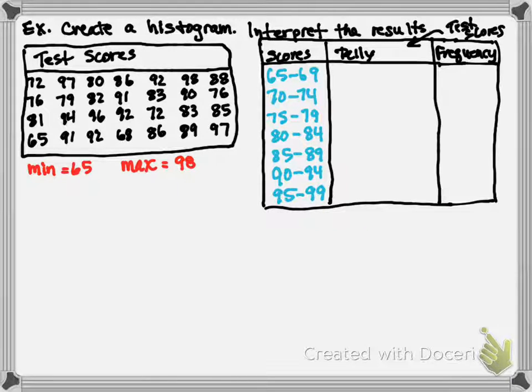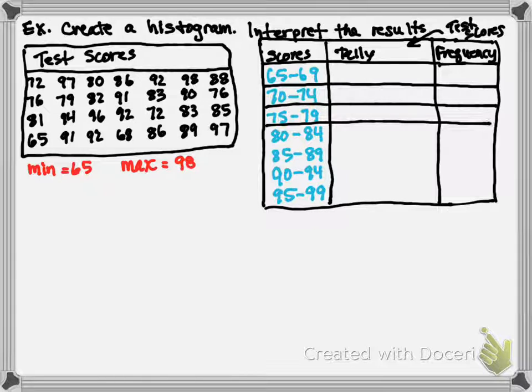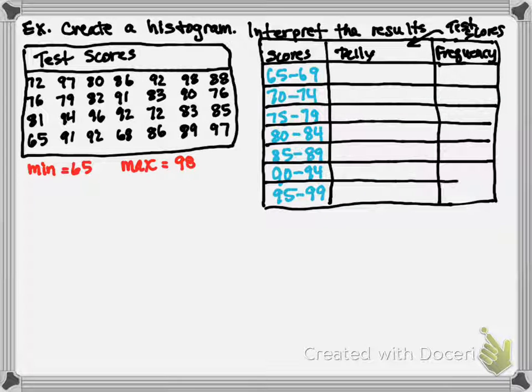So what I'm going to do is draw lines to separate each of these. If we count it by tens, this would be really short, only like 4 bars. So even though this may be a little too much, we're going to do it. So what I'm going to do is just make a tick mark for each number that I see.